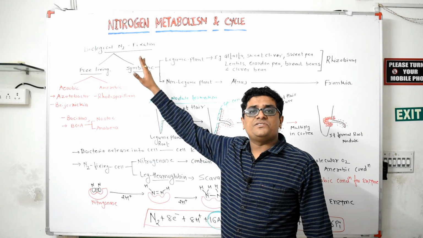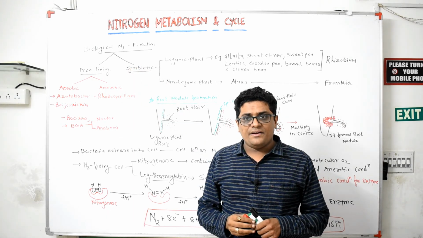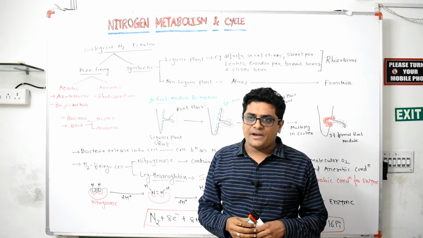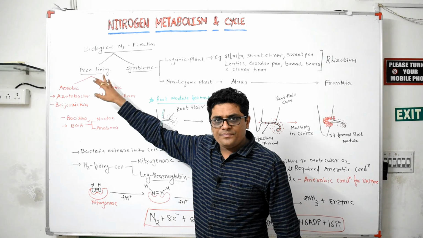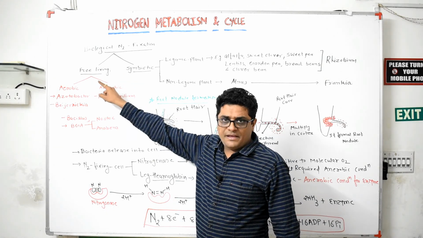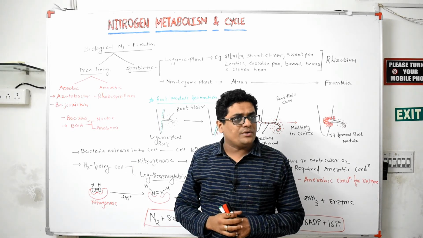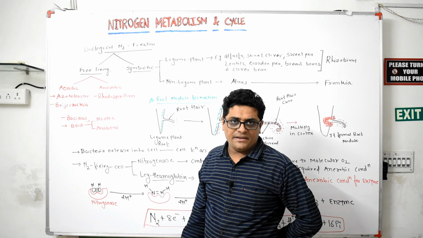The biological fixation of nitrogen. There are certain living bacteria which are responsible for the fixation of nitrogen in the soil in two ways. One is the free living bacteria and the second one is the symbiotic bacteria. Free living bacteria are again classified into two types: one is the aerobic bacteria and the other is the anaerobic bacteria.